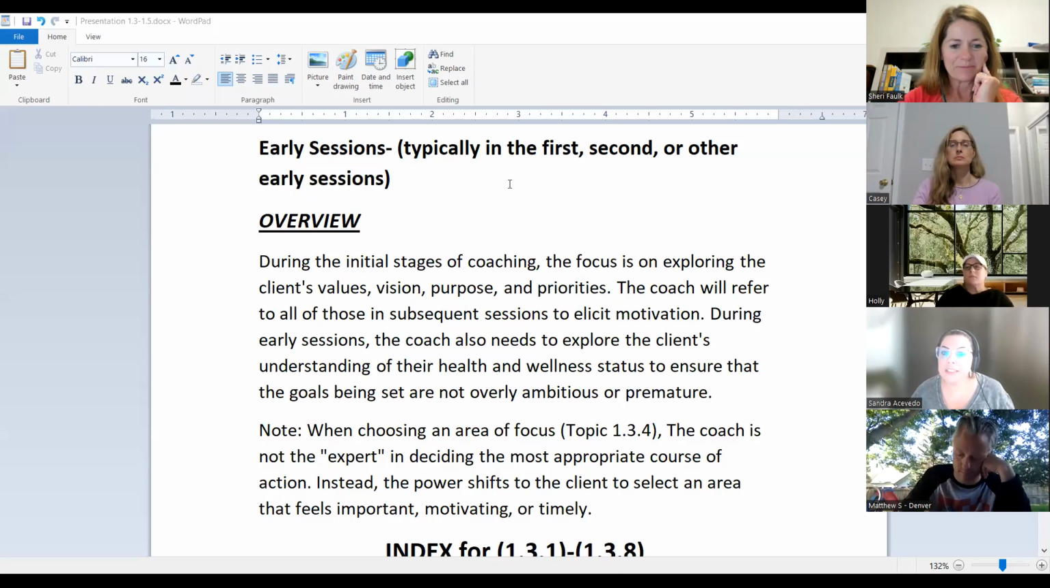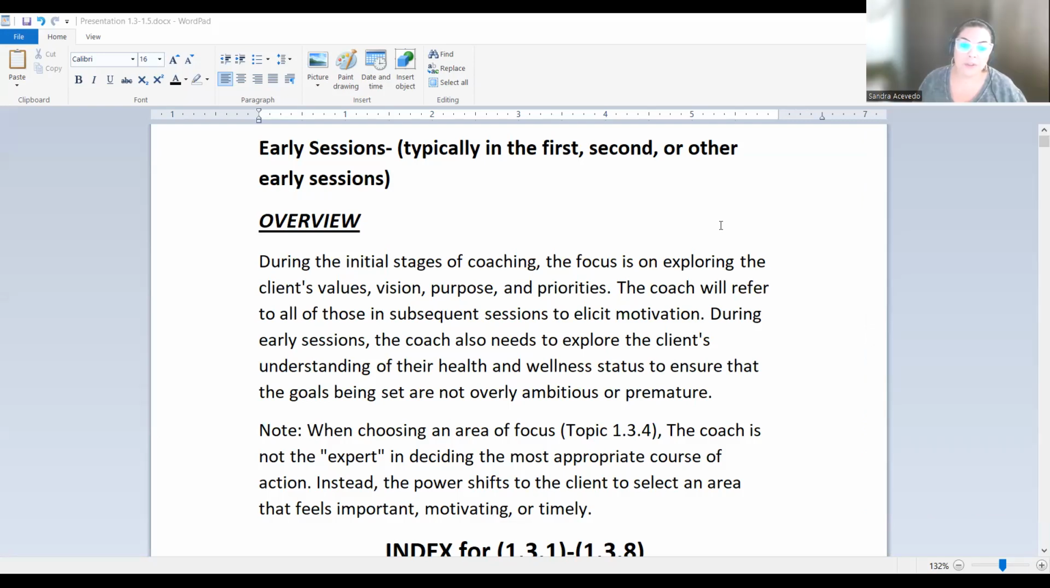Early sessions, typically in the first, second, or other early sessions. So this is a quick overview of what we're going to cover. During the initial stages of coaching, the focus is on exploring the client's values, visions, purpose, and priorities. The coach will refer to all of those in subsequent sessions to elicit motivation.